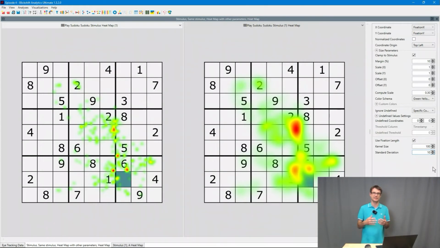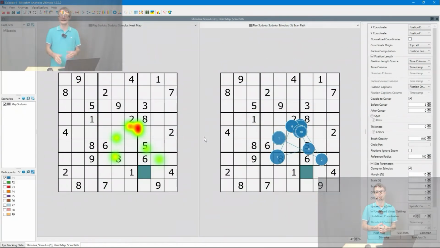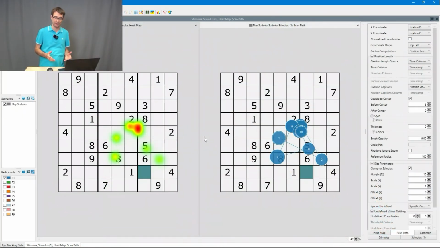It still shows the same data, but the visualization looks different. So that's something which you really have to know when you're working with heat maps. They really look nice. They show a nice rendering of the data. However, you have to be aware that you can change the parameters and the same data can look different. The second visualization is called scan path.